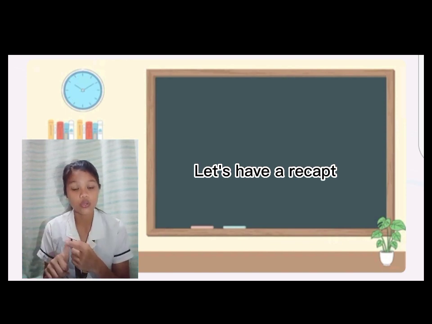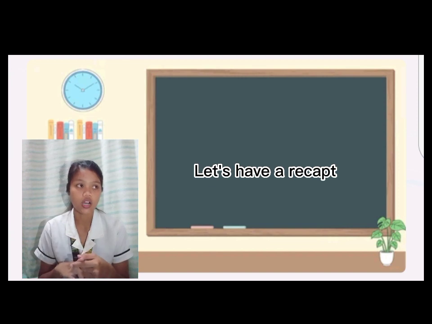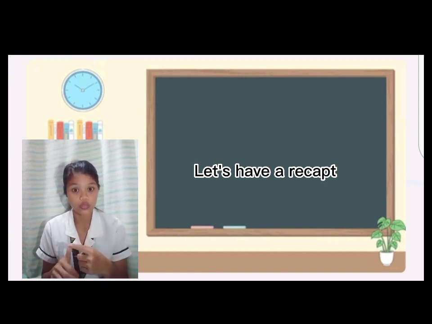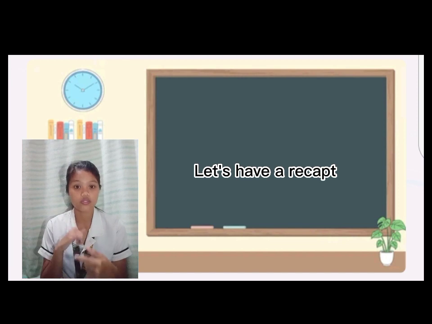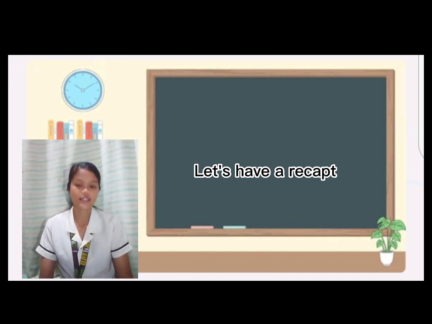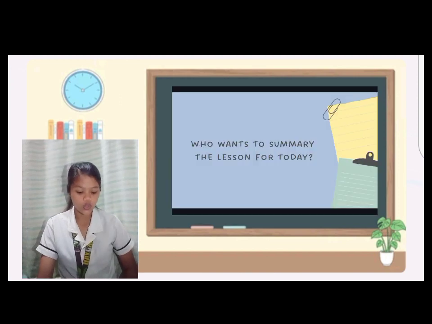Okay, next is onomatopoeia. Onomatopoeia is when you are using the senses, for example, sounds, touch. We are using words. For example, the bees buzz. Okay, we are using the sounds of bees. So that is onomatopoeia. Okay, so who wants to summarize the lessons like what I did?